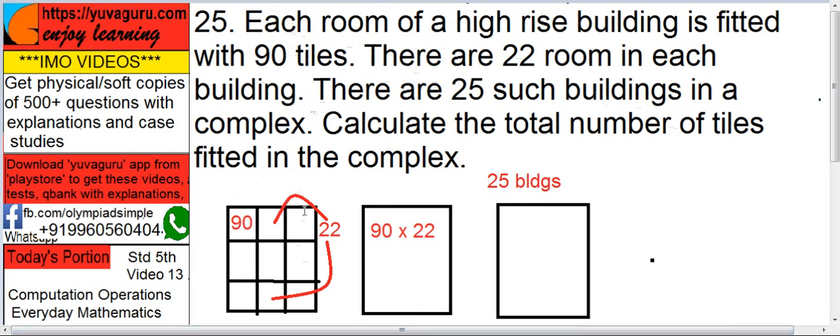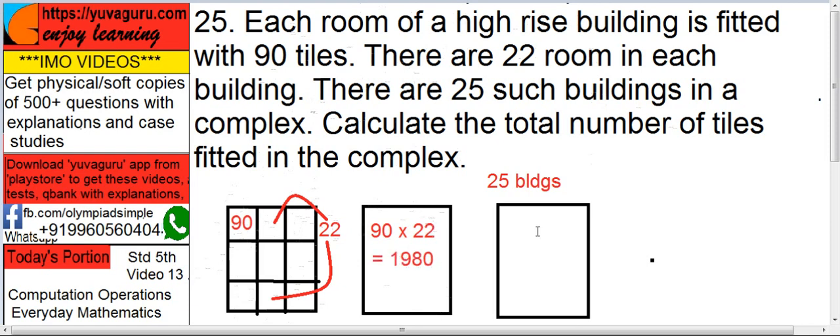This is one building. There are 22 rooms. All these are 22. These are 90 now. I've just shown it for example. In total there are 22 rooms and in each room there are 90 tiles. So in this full building, how many tiles would be there? 90, 90, 90, 90, 22 times. So 90 multiplied by 22. In one building there would be 90 multiplied by 22 tiles.